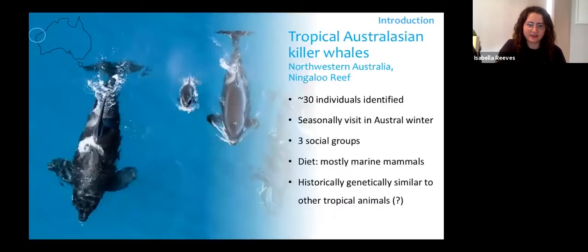When we're looking at these aggregations in closer detail, we can see that the tropical Australasian killer whales, so those in northwestern Australia along the Ningaloo Reef, seem to have about 30 individuals identified. There are new individuals that come in and out of the area once every couple of years, so the numbers may increase. Seasonally, they do visit in austral winter, which is between June to August, essentially. However, they have been noted to be there between September and October every so often as well. There's 3 main social groups. The main social group actually is this group here.